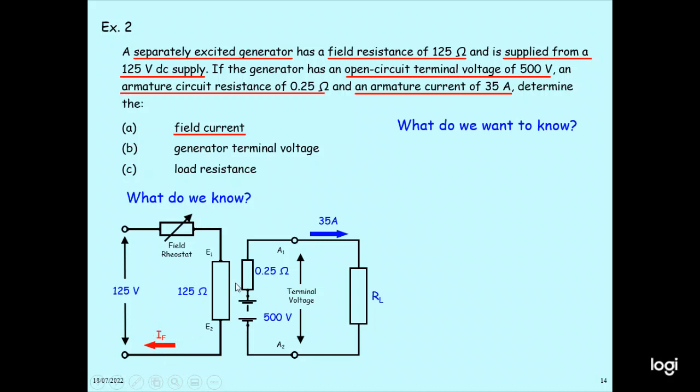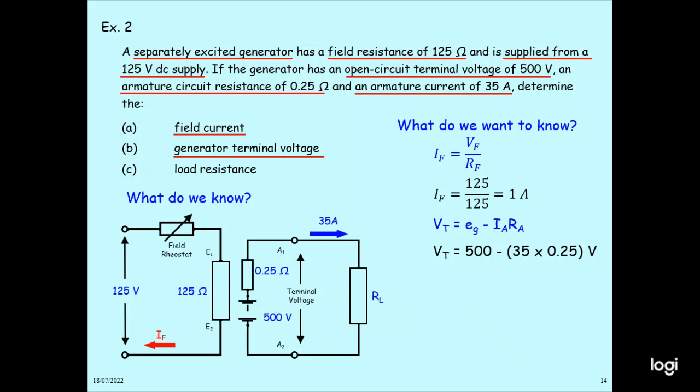Generator terminal voltage V equals EG minus IA RA. Then 500 minus 25 times 0.25, you get 493.75 volt. Load resistance R equal to V by IA. So 493.75 by 25, you get 19.75 ohm.